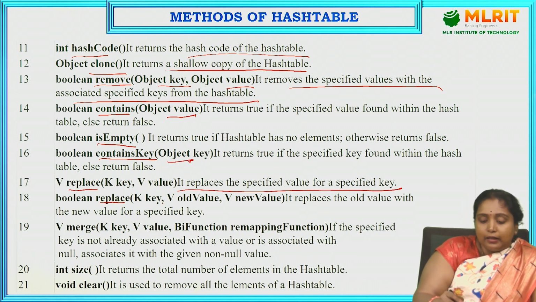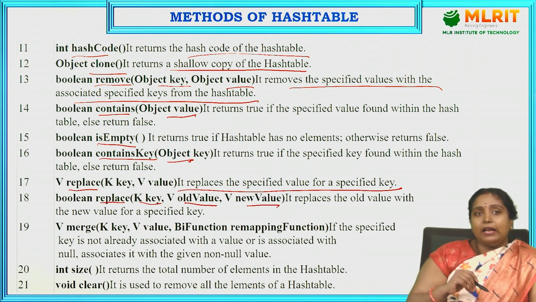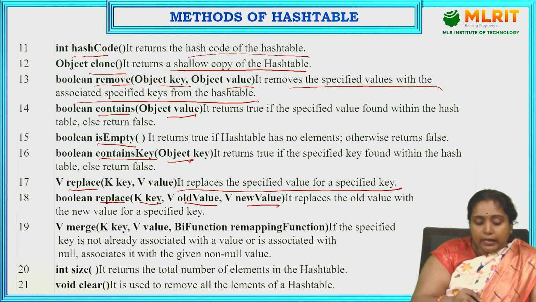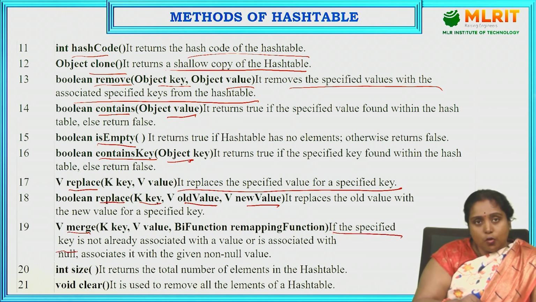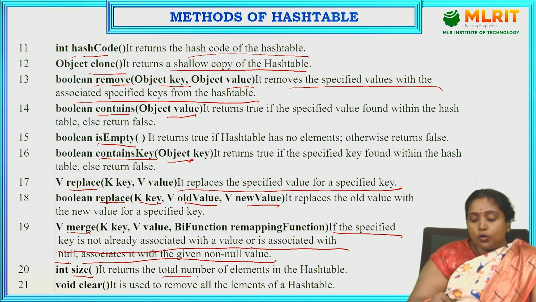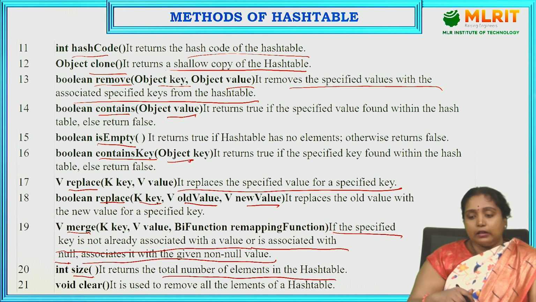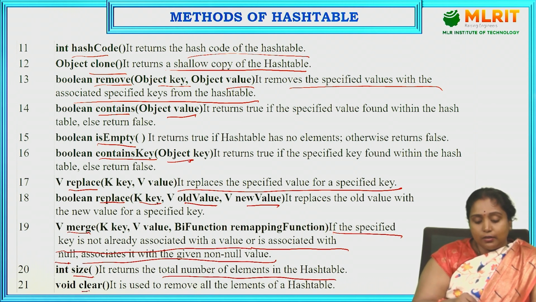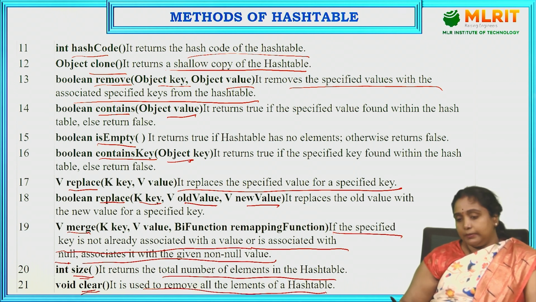Next, replace, you can use this one also: key, old value and new value. It replaces the old value with the new value for the specific key. Next, merge. If the specified key is not already associated with a value or is associated with null, it associates it with the given non-null value. Next, size. It will return the total number of elements present in the hash table. So capacity is different from size, which we have seen in the previous class on the vector class. So here it is the same. Next, clear. It is used to remove all the elements from the hash table.